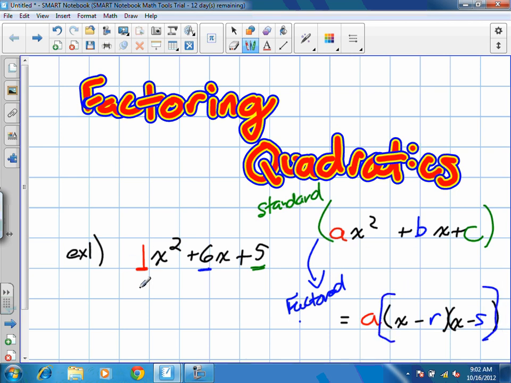So we look here, 1, 6, and 5. Is there a common factor there? No. The only number I can take out is 1, which won't change anything. Okay? So don't worry about that common factor for now. What we're going to do is get into our factoring.